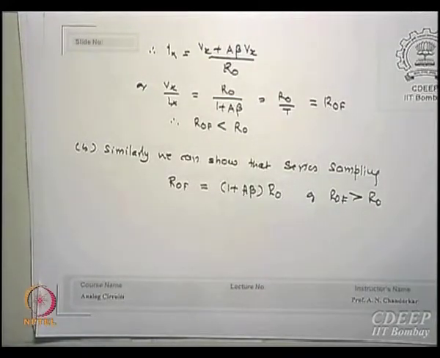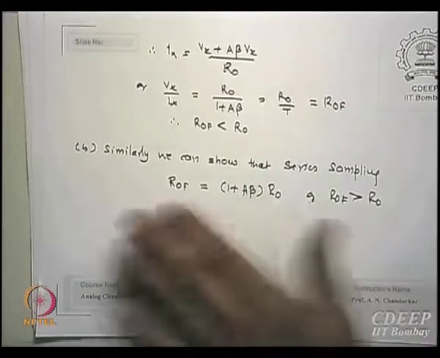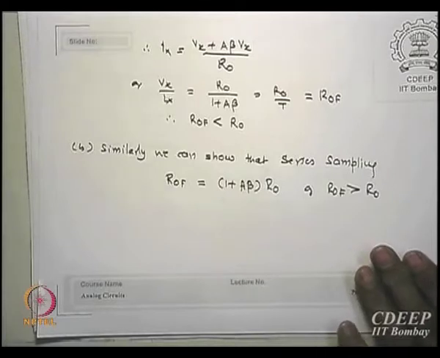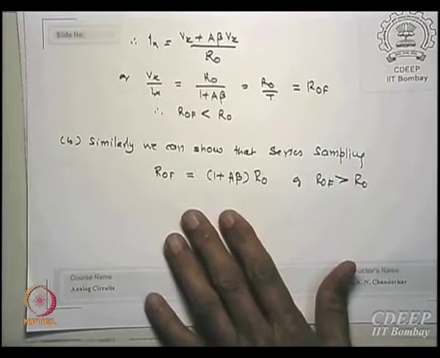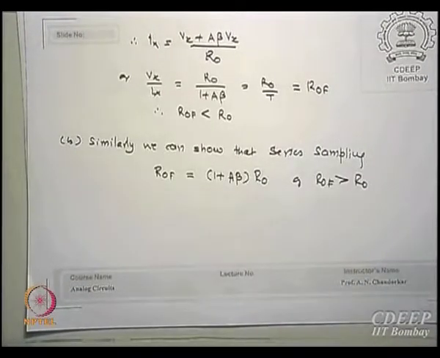So Ro decreased in shunt sampling. So if you want to reduce Ro, which sampling should it be? It should be shunt sampling. We didn't do the opposite case, the second last case. There I have series sampling. What is sampled in series? Current is sampled. By similar logic, if you solve that, you will get ROF equal to how much? 1 plus A beta times R0. So the output resistance with feedback is higher than the output resistance without feedback if you have current sampling going on. Is that correct?